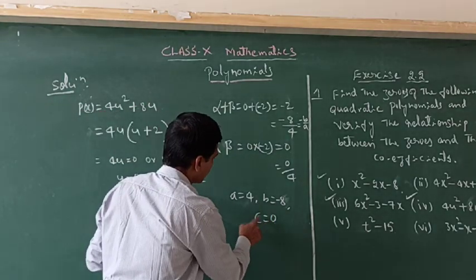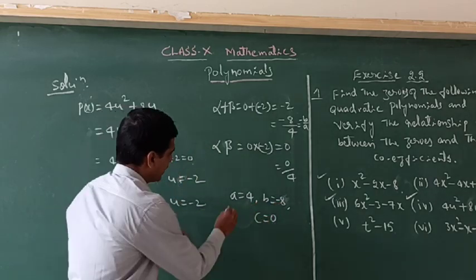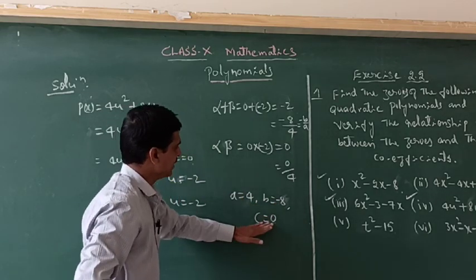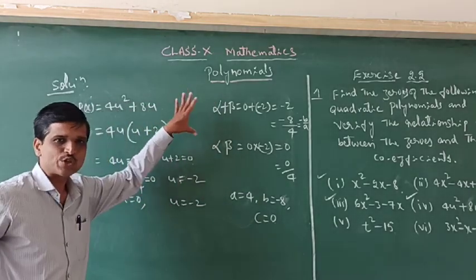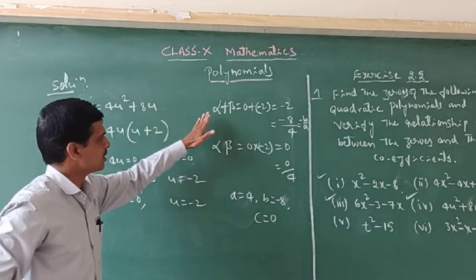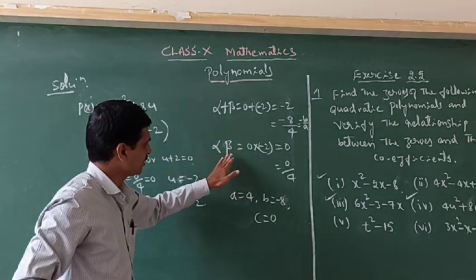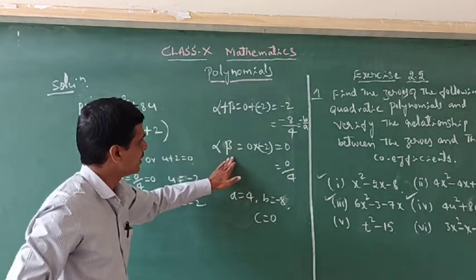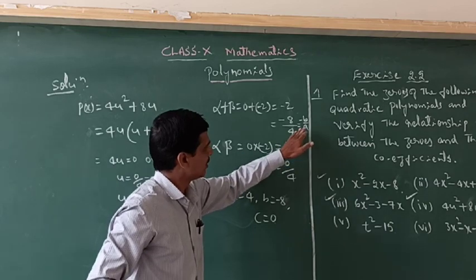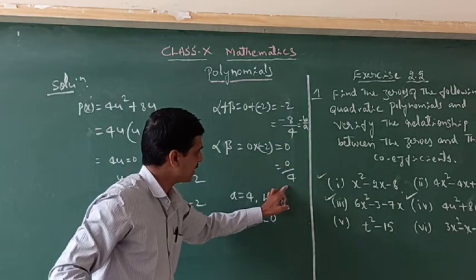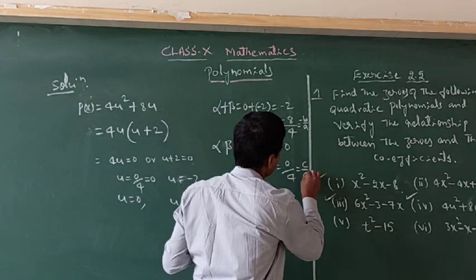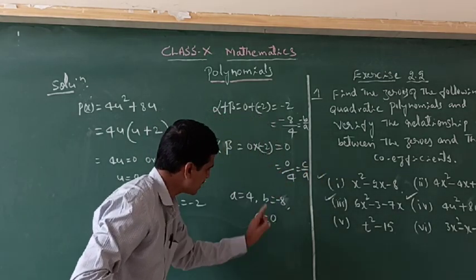Therefore, observe carefully, the coefficients a, b and c, their values are directly related to the given zeros of the polynomial. How? The sum of the zeros and the product of the zeros of a polynomial are directly related to the coefficients, that is minus b by a and c by a. Consider this c by a, hence I took c value as 0.